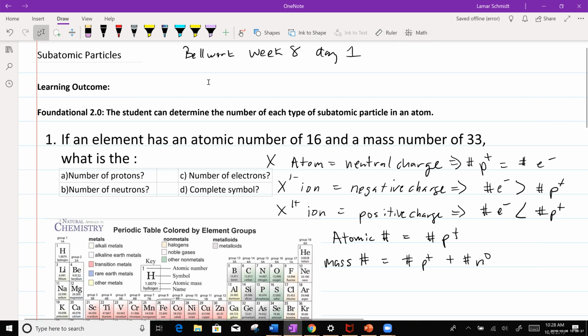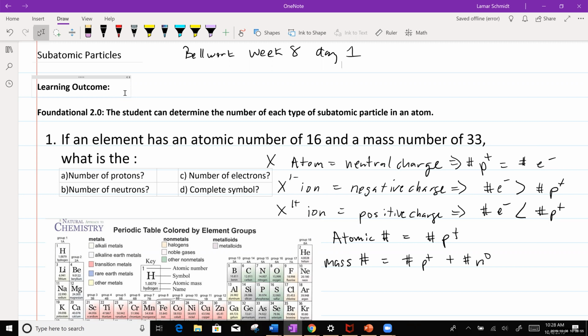All right, so our learning outcome for day 1 is a foundational target. You'll find this on your learning scale, and that is: the student can determine the number of each type of subatomic particle in an atom. I have a few notes over here at the top that we'll go over in a second.